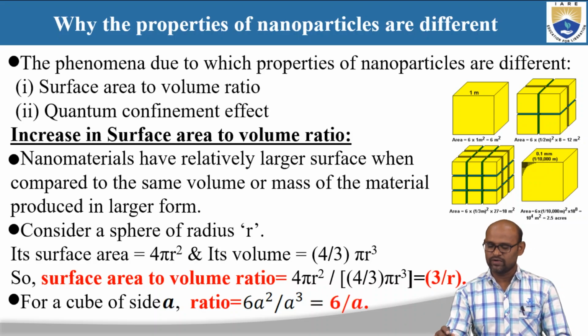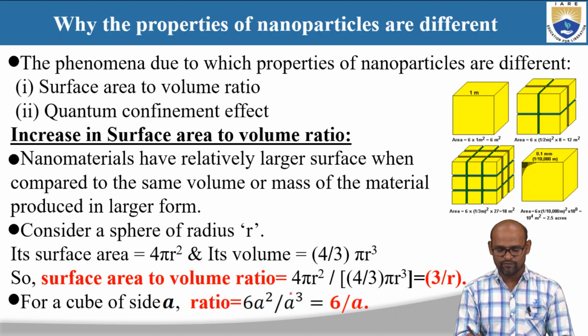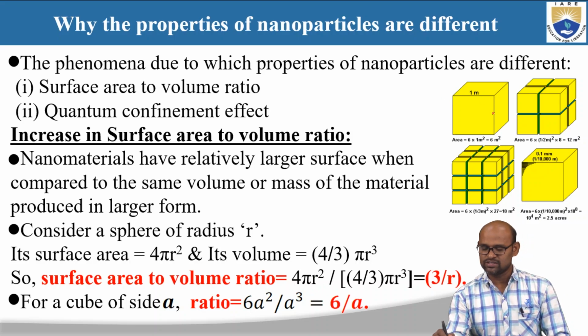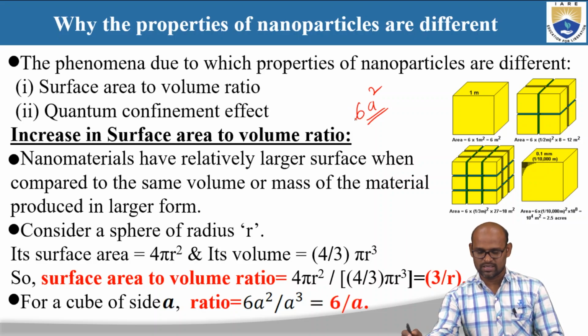Here I have taken a cube. For a cube, we know that the surface area is 6a², because each face of the cube is a square, and the area of a square is a². There are 6 such squares, so the surface area of a cube is 6a², and the volume is a³, because each side is of length a. So the surface area to volume ratio is 6 by a for a cube.